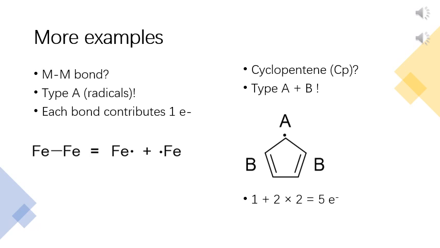And how about the Cp ligand, cyclopentadienyl, which is really common in organometallics? We can work on the structure of cyclopentadienyl. It's a combination of a radical and two double bonds. The radical is a type A ligand and the two double bonds, like ethylene, are type B ligands. So in total, a cyclopentadienyl ligand will contribute 5 electrons in our covalent method.